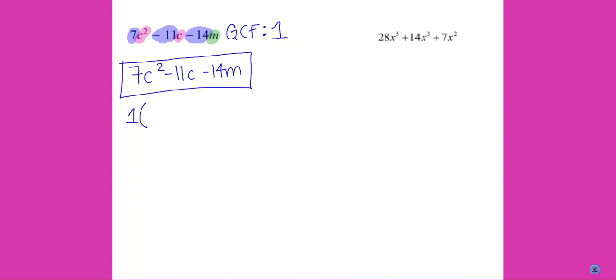And what happens when we divide anything by 1? Well, it stays the same. So we can just leave our answer the same. You could also put the 1 out front and write it like that, but typically we just leave it the same as the original problem if the GCF is just 1.